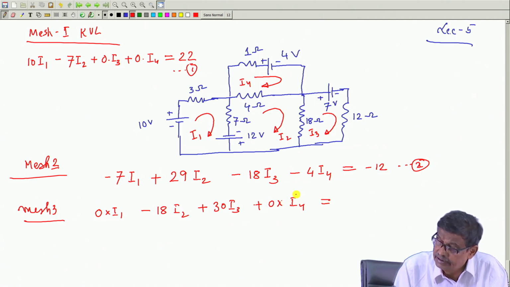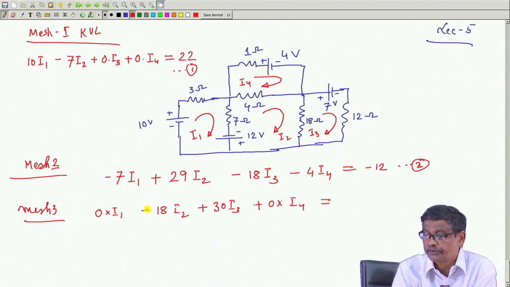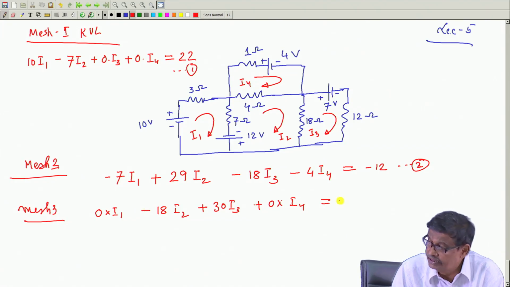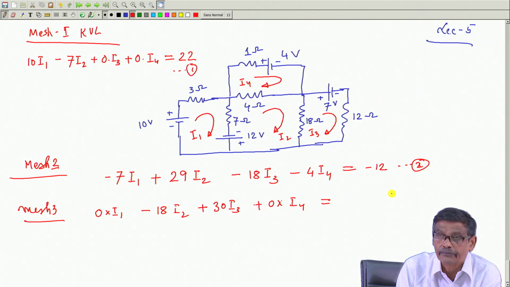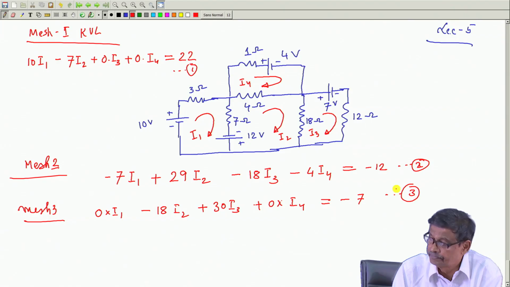And so, all the contributions of all the mesh currents as voltage drops in a particular mesh, that is 3 in this case, I have taken into consideration. Only thing on the right hand side I have to write down about sources. There is only one source present, 7 volt, and the direction of plus is opposite to this arrow. So, therefore, it is minus 7 volt. So, this is the third equation.